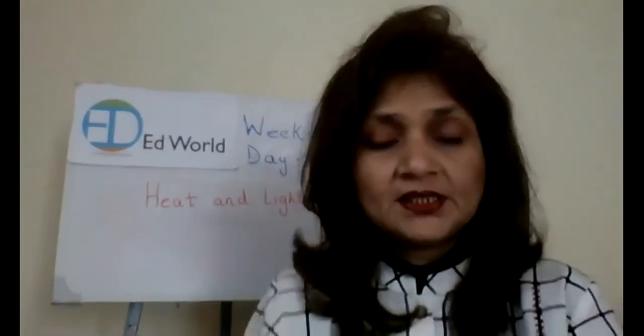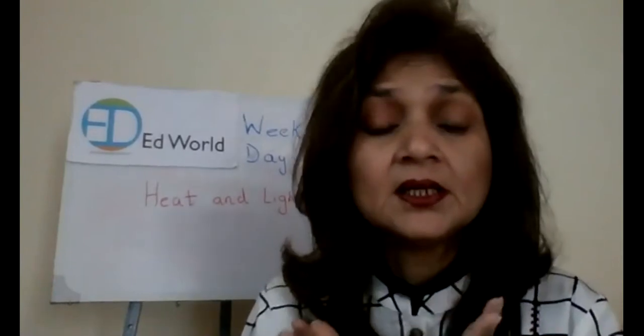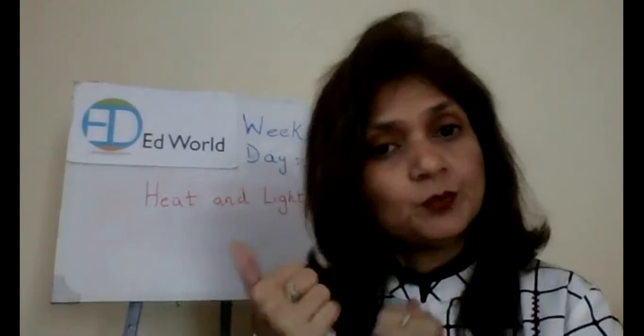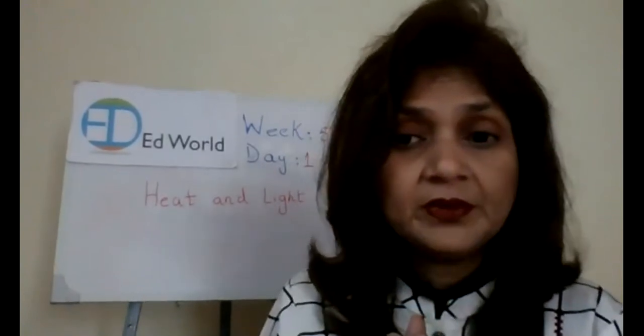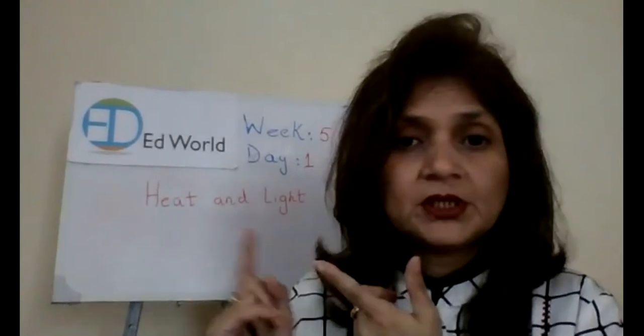Alright. So that means you have seen what the natural sources are. The sun and fire. These are the natural sources of heat and light. They give us both heat as well as light. So I hope it is very, very clear. What are the sources of heat? What are the sources of light?